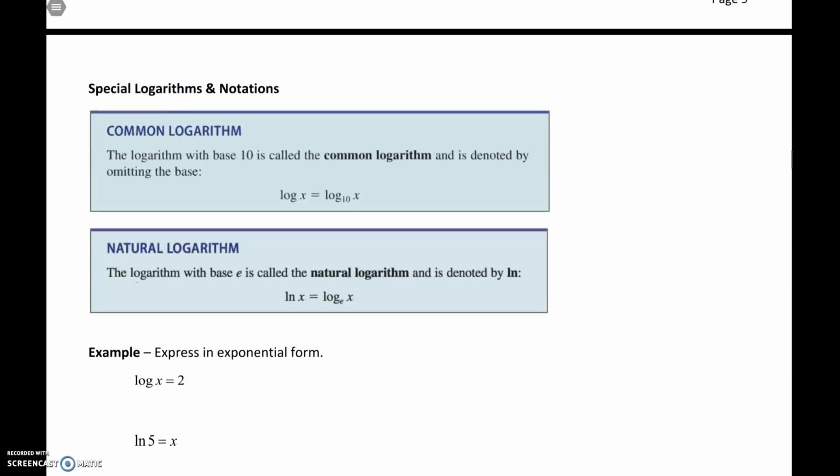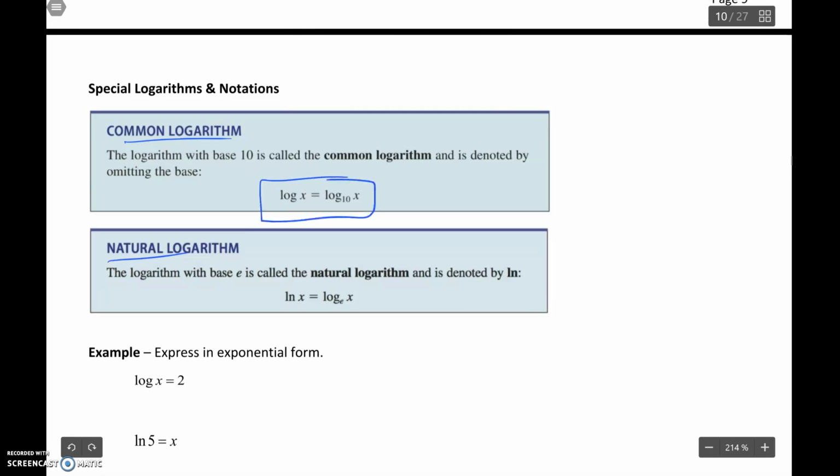All right, so for this last portion in the 4.3 notes, we're going to talk about some special logs and some notation. So first of all, there are two special logarithms. One's called the common log and one is called the natural log. The common log is simply a log base 10.